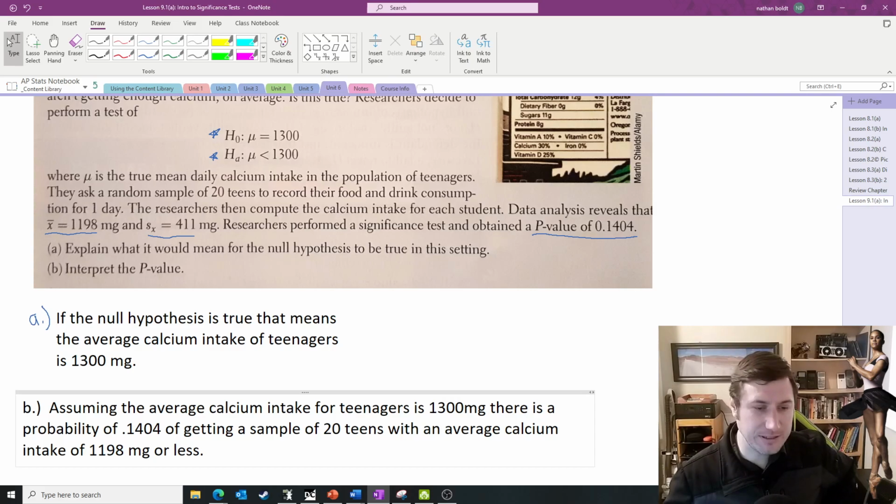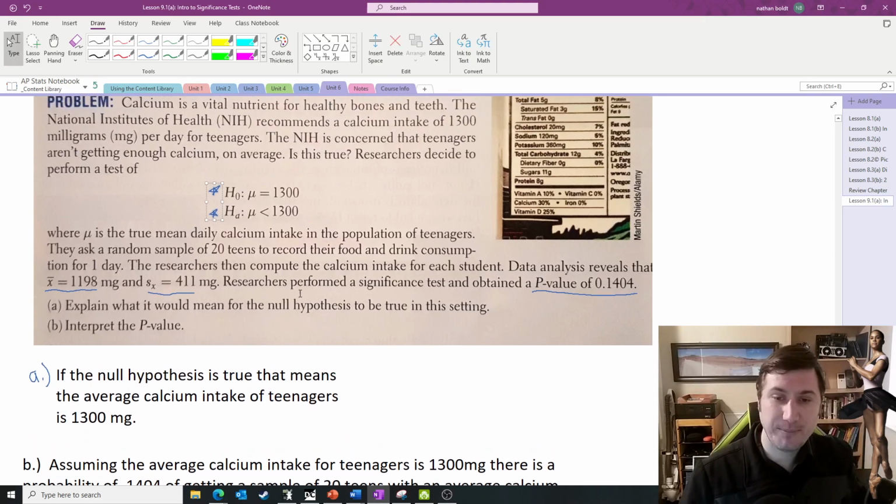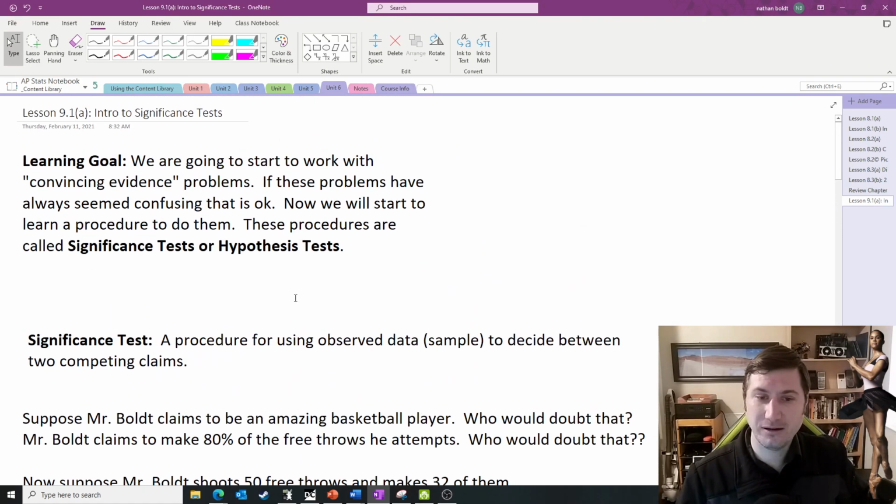There's a 14% chance, a probability of 0.14, of getting a sample of teens with 1198 milligrams or less, because we are checking for less than 1,300. That's kind of where that comes from. That's the sentence I'd like you to be able to write there. Can you interpret a p-value? It's the probability of getting a sample like the one you got. And can you identify the null and the alternate hypothesis? That's a good start for Chapter 9. We will pick up there when I see you next.